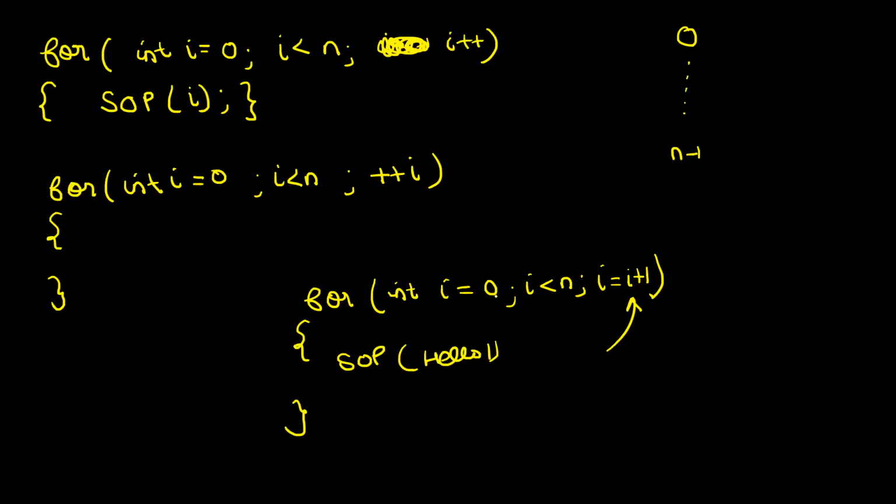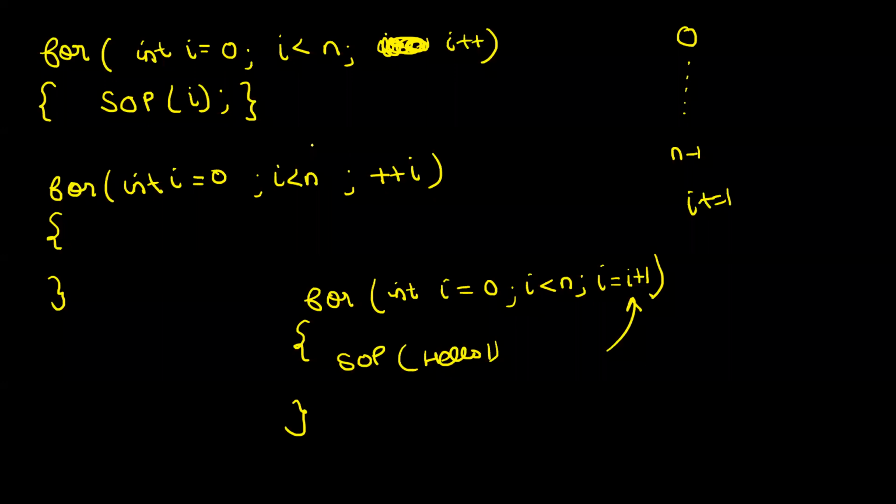Okay. So the value of I was 0. 0 plus 1 is 1, and you will assign the value of 1 to I. So basically, I is equals to I plus 1, I plus plus, plus plus I, or I plus equal to 1. These are all the same. These are all 4 different ways of increasing the value of your looping variable by 1. That's it. Okay.